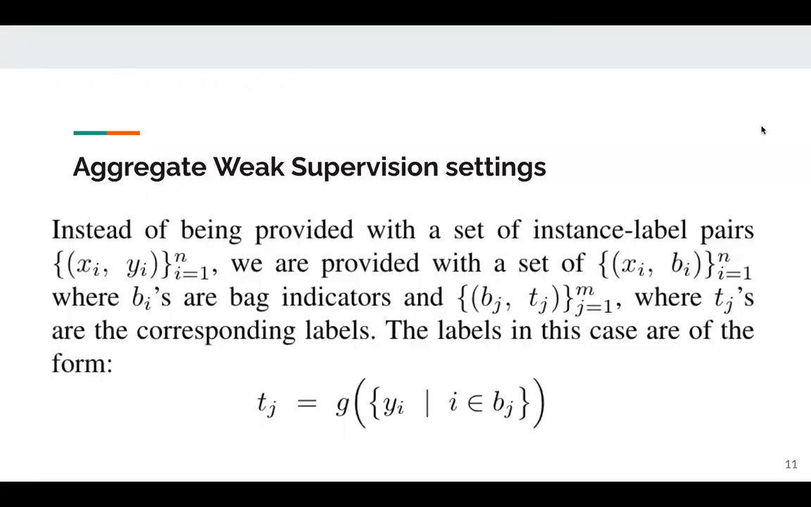We now see this in mathematical terms. Instead of being provided with instance label pairs, we are provided with a set of instances and their corresponding bag assignments. Then, for each of these groups, we are provided with a label corresponding to the whole group, as illustrated by the equation at the bottom. This shows how the label for bag J is a function of all the labels whose instances belong to bag J.